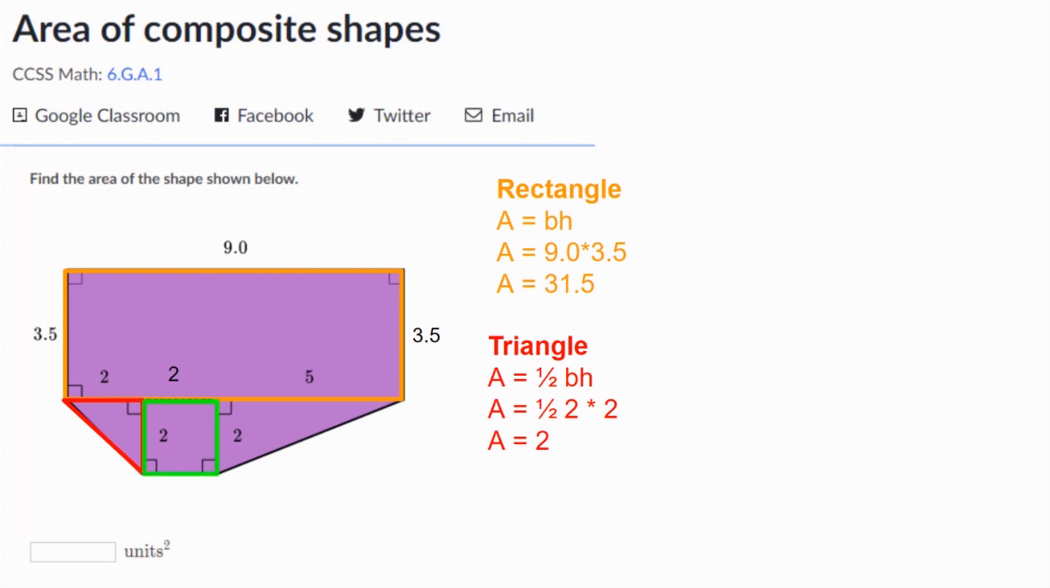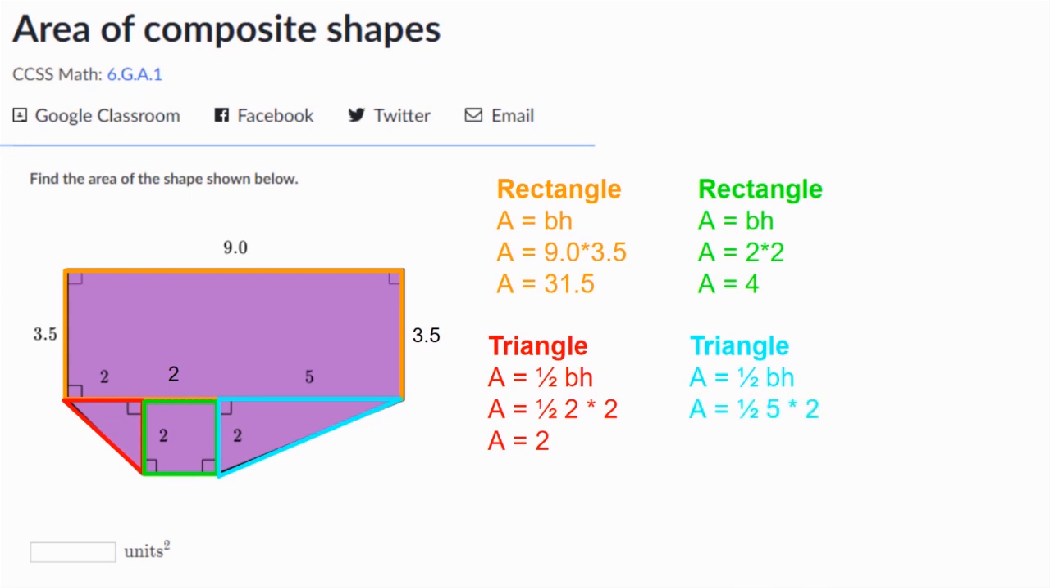This green rectangle, which happens to be a square, is again area equals base times height. So area equals 2 times 2, which is 4. This blue triangle has a base of 5 and a height of 2 because they form 90-degree angles with each other. So the area of a triangle is 1/2 base times height, 1/2 times 5 times 2, which is just 5. My entire area of this shape is when I add all 4 of these up, what a composite area is, you get 42.5 units squared.